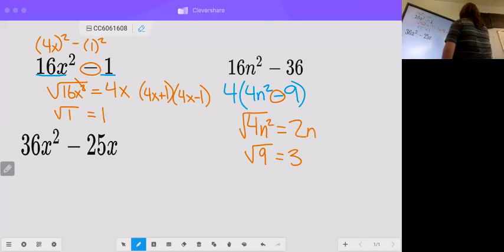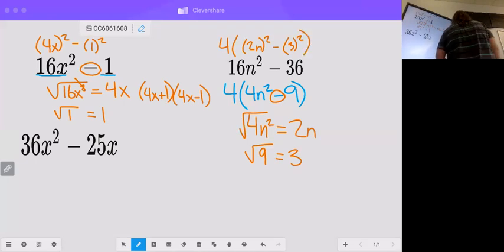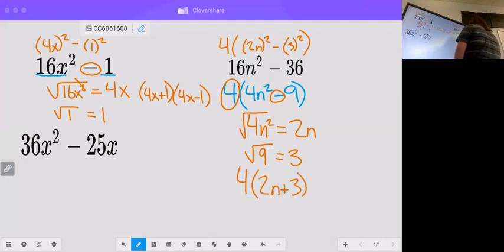We could rewrite this as 4 out in front. Don't forget about that. But 4 out in front with 2n squared minus 3 squared. So when we can do that, that's our indicator that, hey, you've got a trick. So don't forget, your GCF still stays. We're going to rewrite our 4 out front. And then we've just got 2n plus 3 times 2n minus 3. It's that simple when you have a difference of squares, okay?